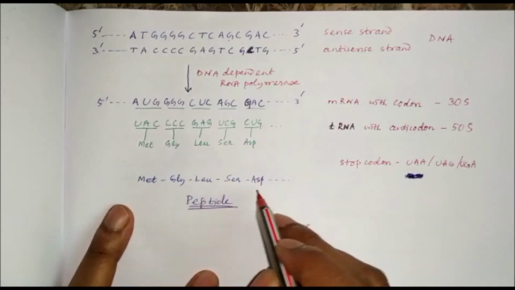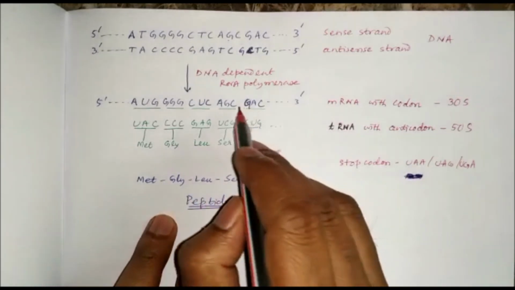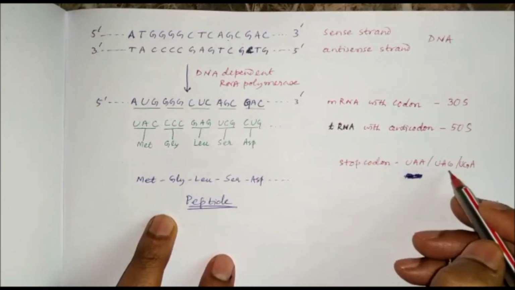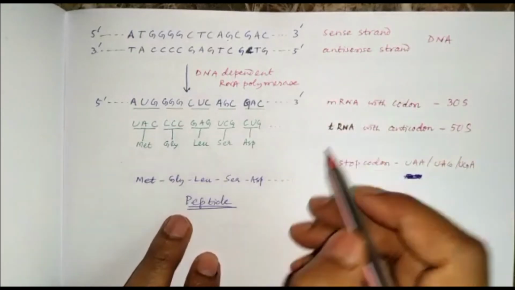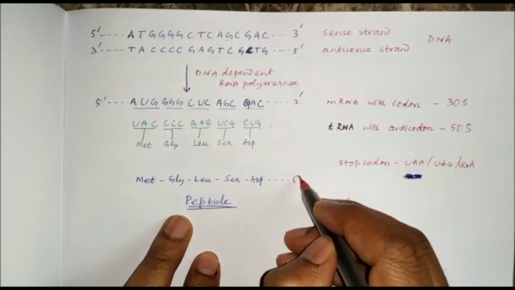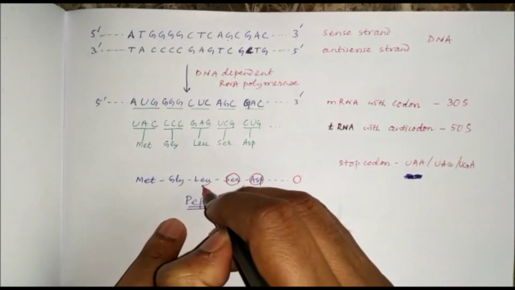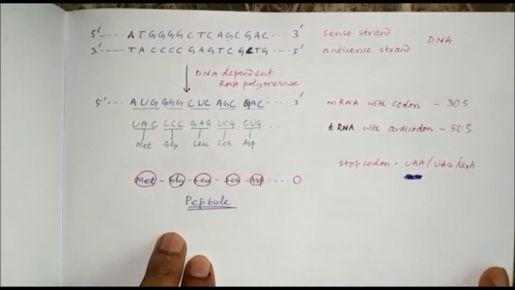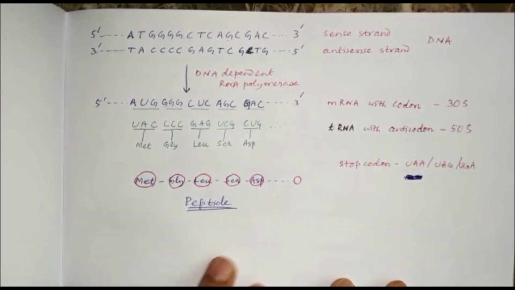Then all these amino acids will bind until the stop codon comes in the mRNA. There are 3 stop codons: UAA, UAG and UGA. Once the stop codon comes, protein synthesis will stop, and we will get the peptide. In this way protein synthesis occurs.